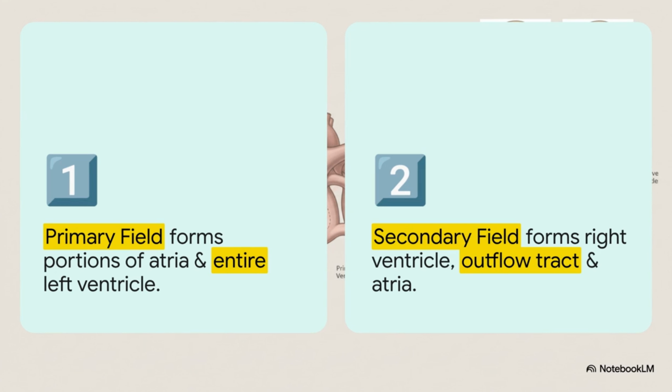Now here's a massive, high-yield concept you absolutely must differentiate for your board exams: the specific origins of our cardiac structures. The primary heart field, or PHF, goes on to form portions of the atria and the entire left ventricle. Meanwhile, the secondary heart field, the SHF, is responsible for building the right ventricle and the outflow tract, while also chipping in a bit to the atria at the caudal end.